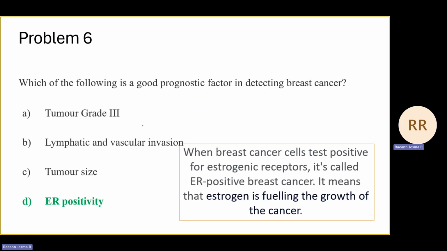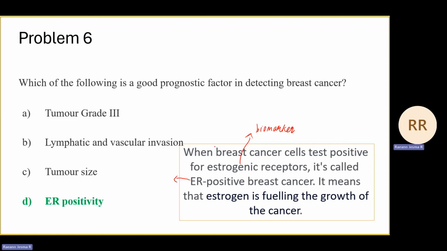So what is ER? ER means estrogen receptor. If we have breast cancer cells which test positive for estrogen receptors, then it is called ER positive breast cancer. So by testing for this kind of receptor, which is also a biomarker, we can detect the presence of breast cancer.